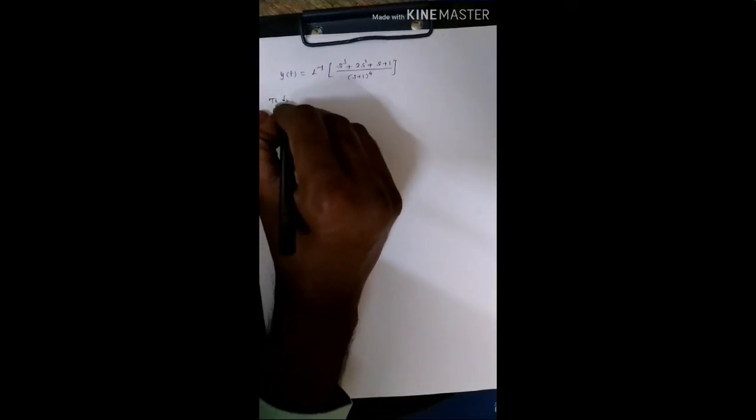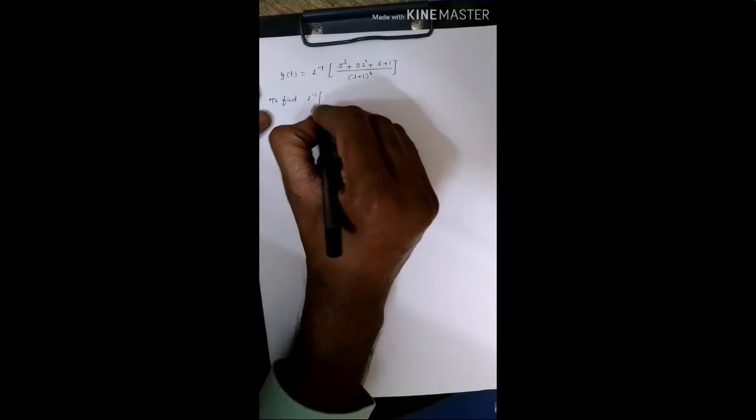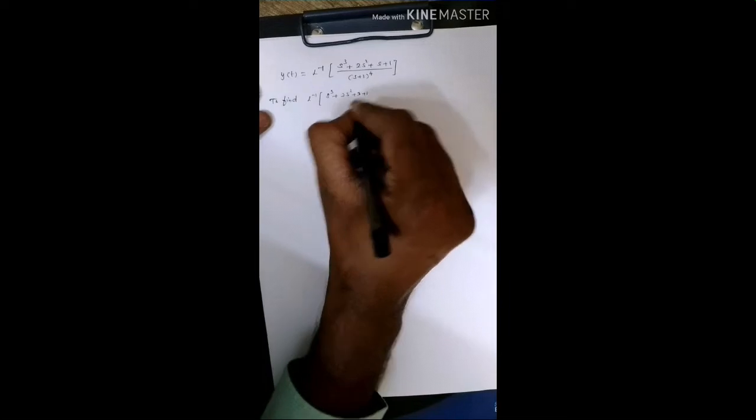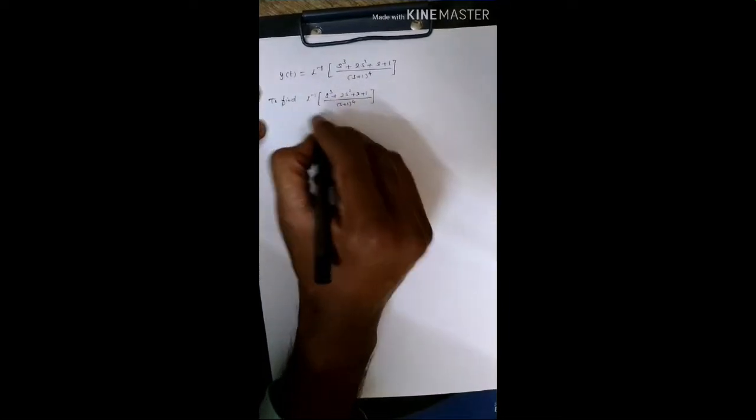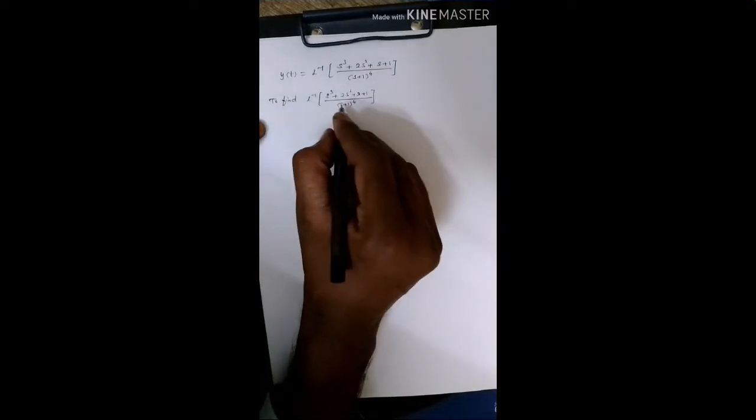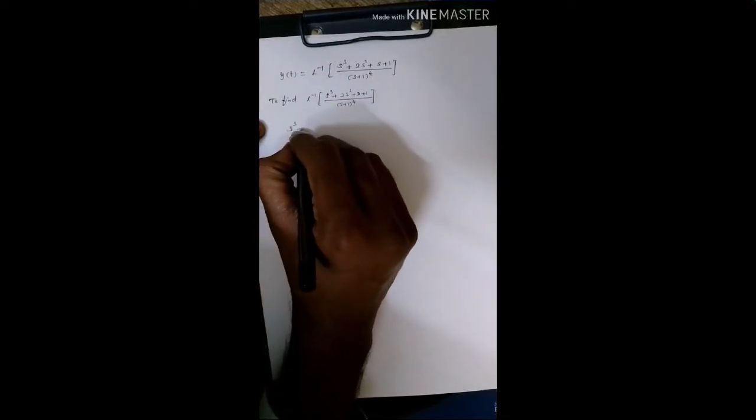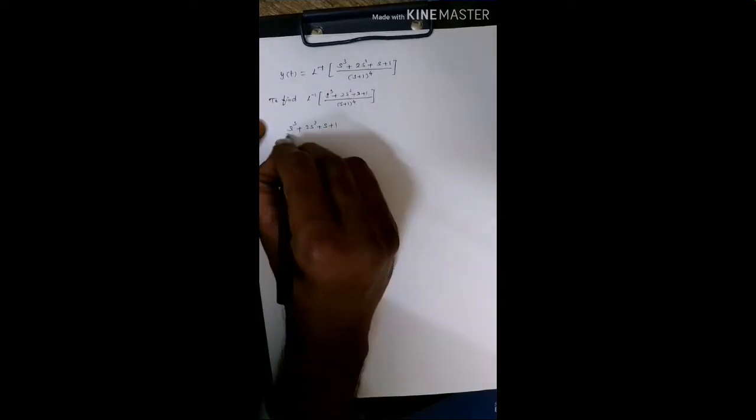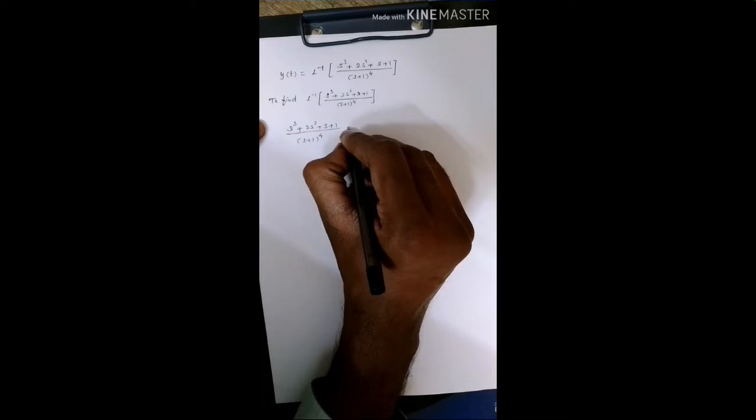So here our aim is to find L inverse of (s cube plus 2s square plus s plus 1) by (s plus 1) whole power 4. This is our aim. For this Laplace inverse, we can use the partial fraction method, and easily we can get the answer. So proceed with the partial fraction method: (s cube plus 2s square plus s plus 1) divided by (s plus 1) whole power 4.